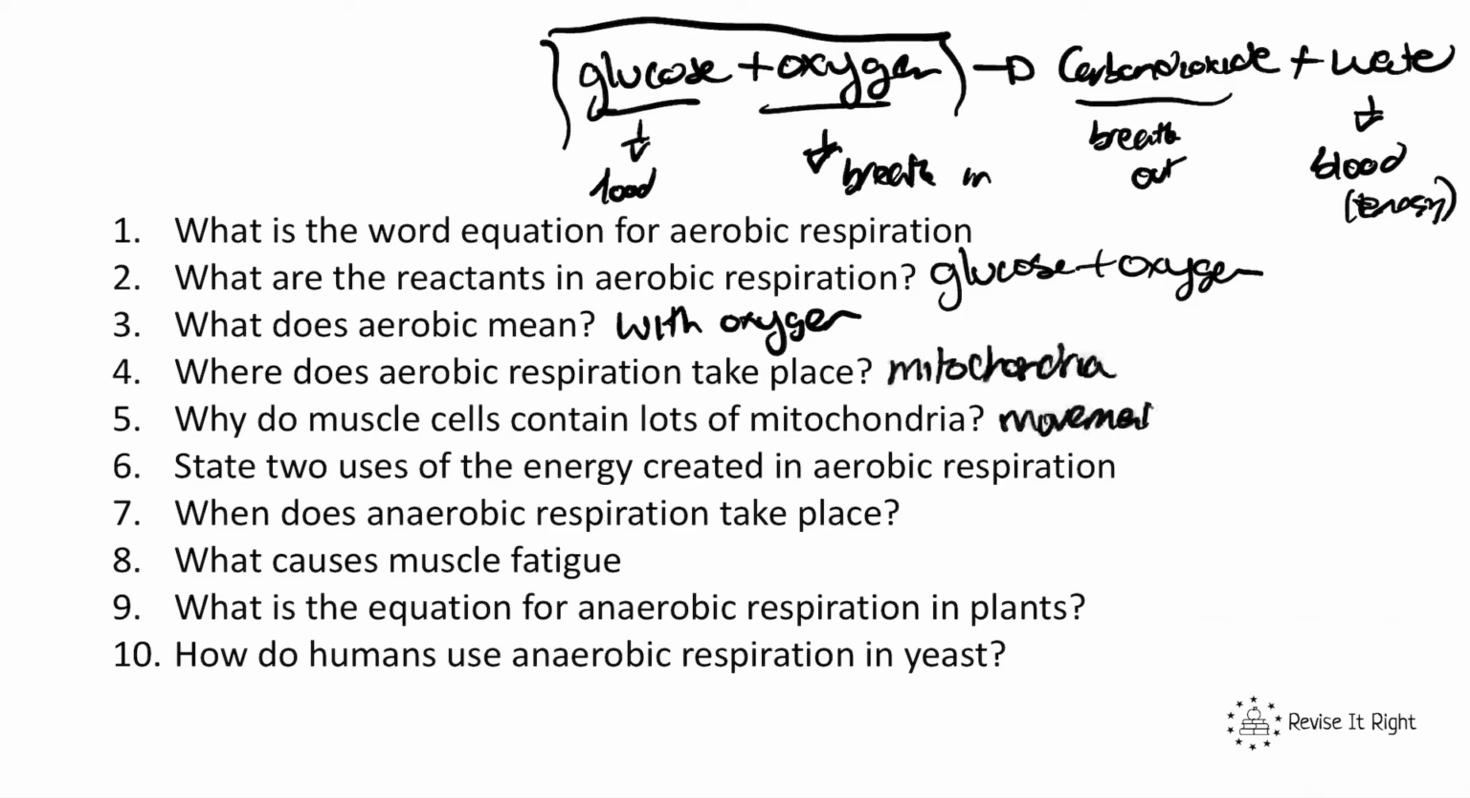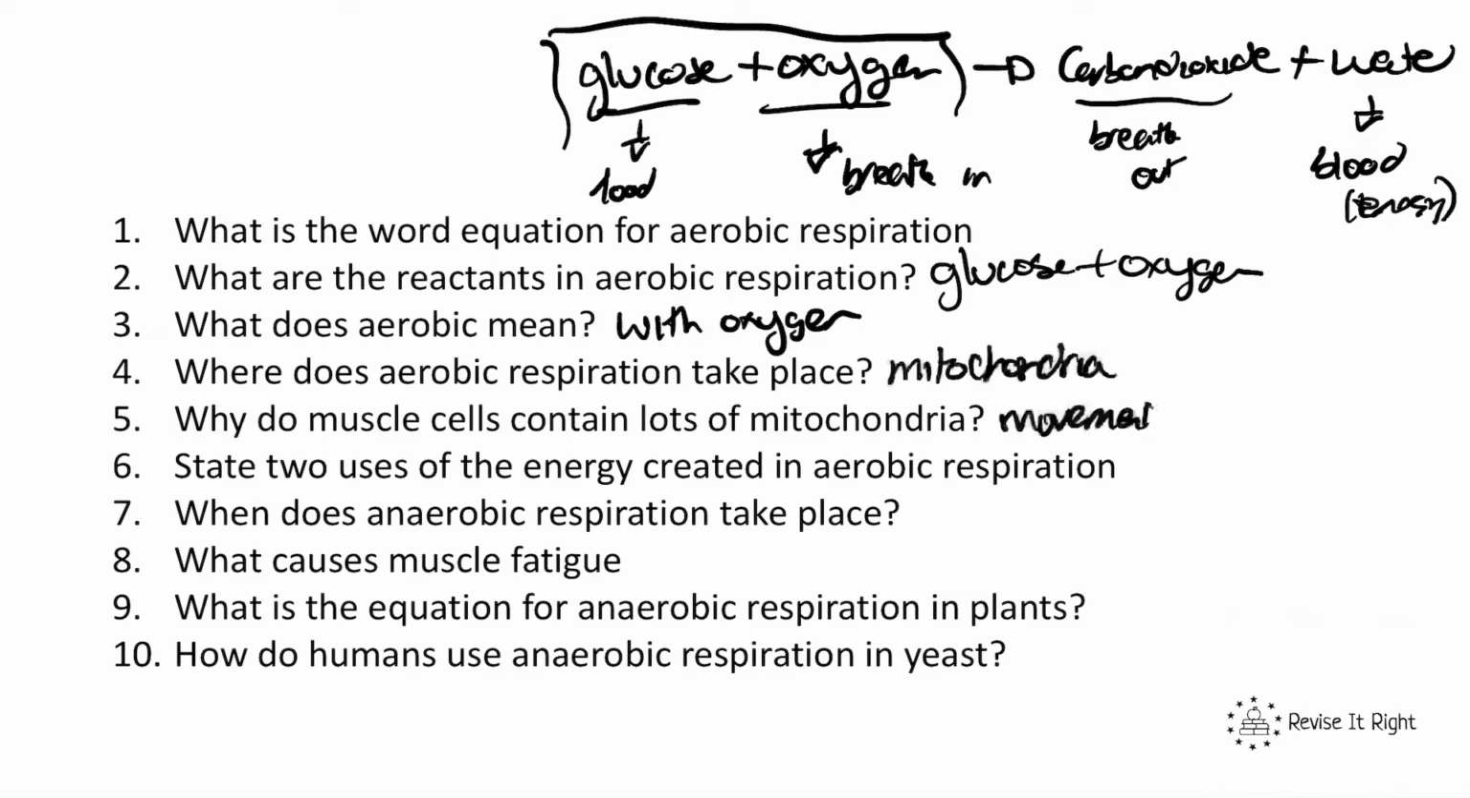Number 7, when does anaerobic respiration take place? In the absence or lack of oxygen. So it could be, for example, during vigorous exercise. What causes muscle fatigue? Well, it's the lactic acid build-up that causes that muscle fatigue. Number 9, what is the equation for anaerobic respiration in plants and yeast? So it's glucose breaks down to ethanol plus carbon dioxide.